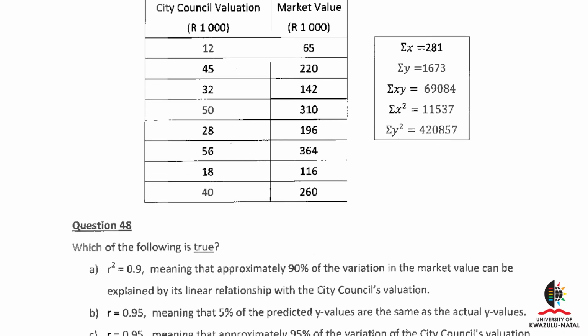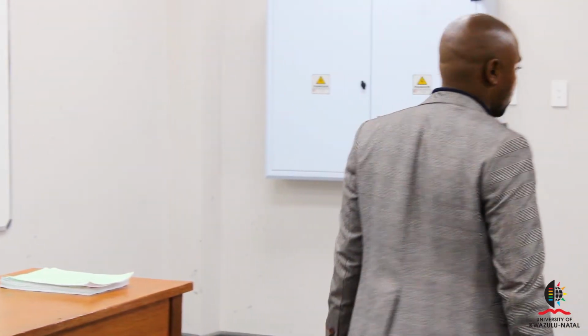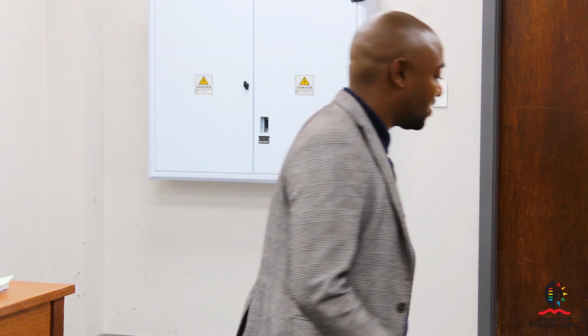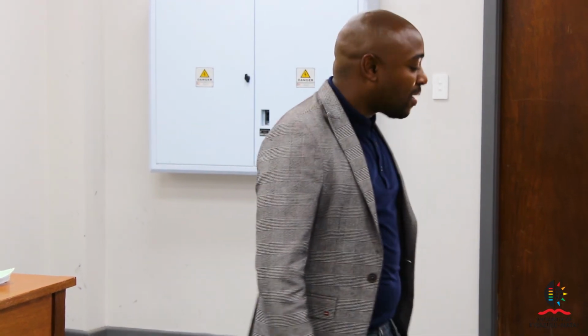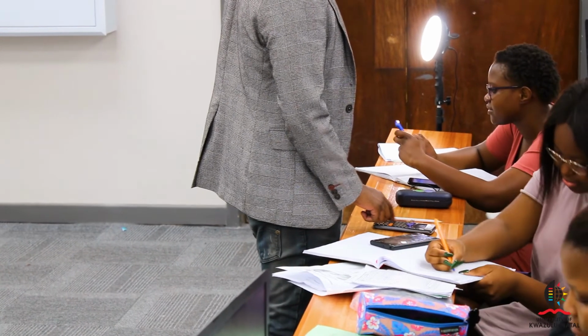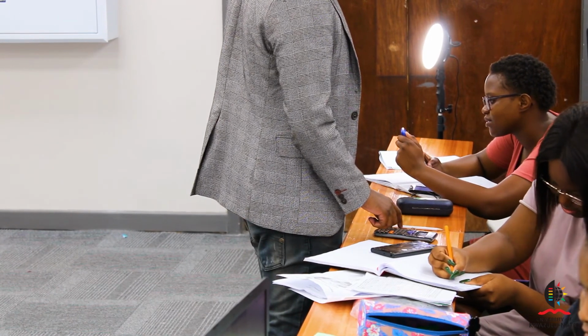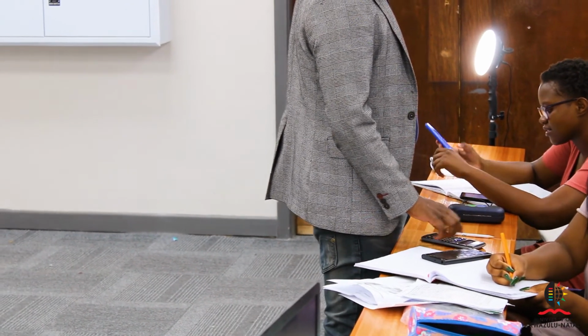Now, the first thing you need to do is to calculate your R squared. How do you do that? You use your calculator. Who doesn't know how? Raise your hand. Shift mode. Not shift mode. Mode 2. Then 2 again. Then you put in the values.